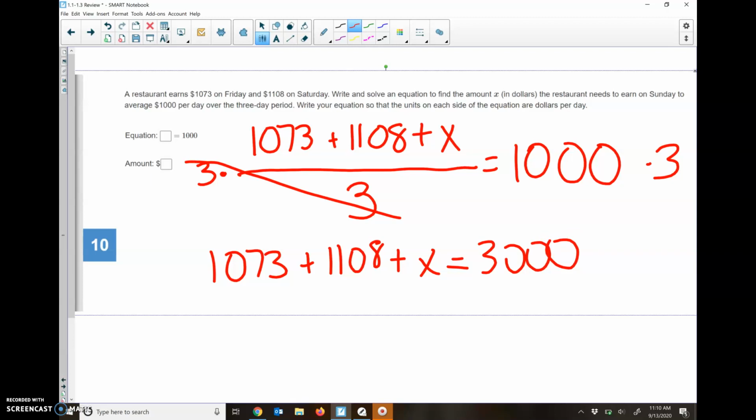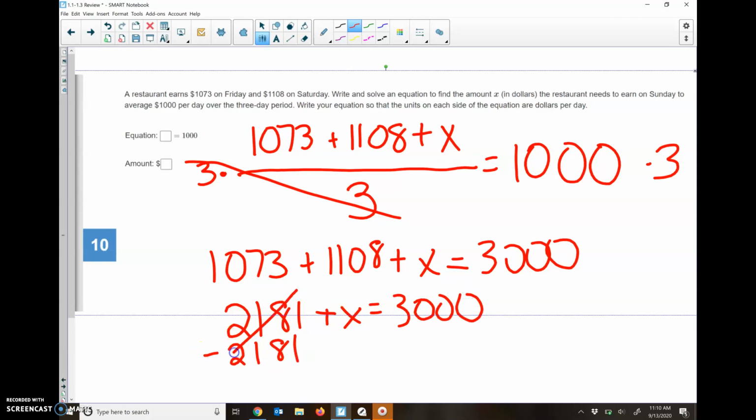So I have 1,073 plus 1,008 is 2,081 plus X equals 3,000. It's plus that, so I'm going to subtract it. So 3,000 minus that gives us X should be $819. So if they make $819 on Sunday, then they should average $1,000 for the weekend.